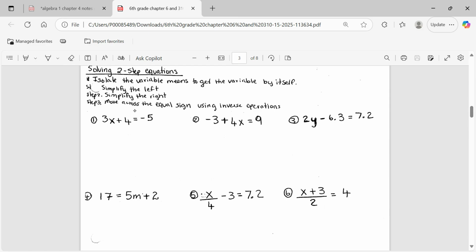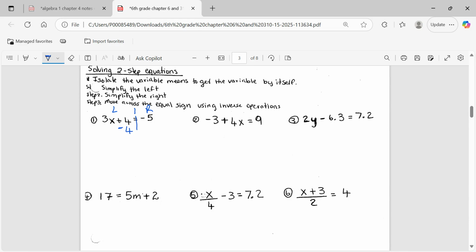So if I look on my equal sign here, this is the left side, and this is the right side. Everything on the left is simplified and the right is simplified. So I'm going to go ahead and move across the equal sign. In order to do that, I notice that my x is on the left hand and that's what I want by itself. So first I'm going to move the number across the equal sign by using inverse operation.